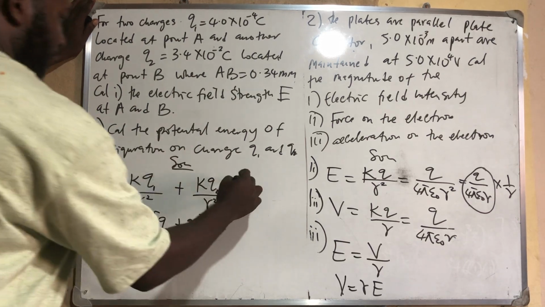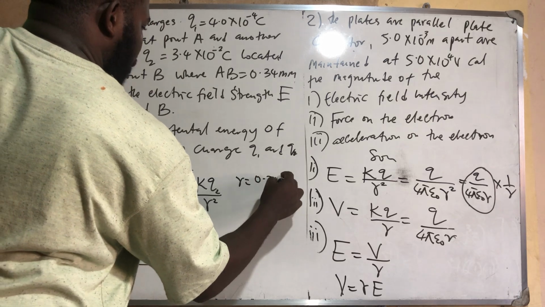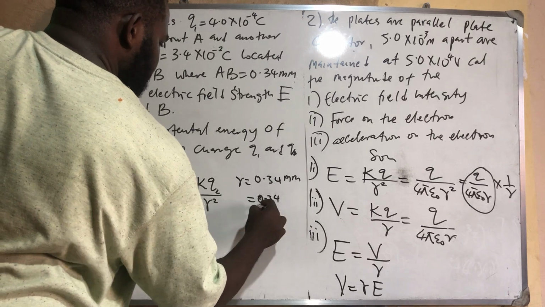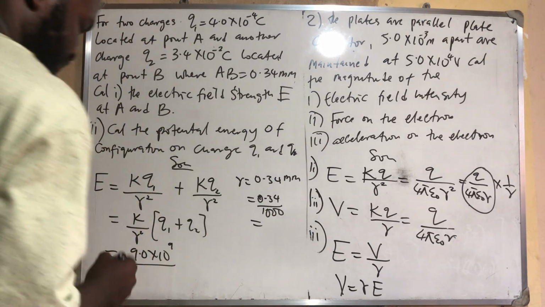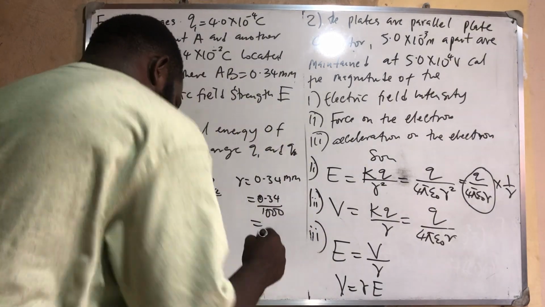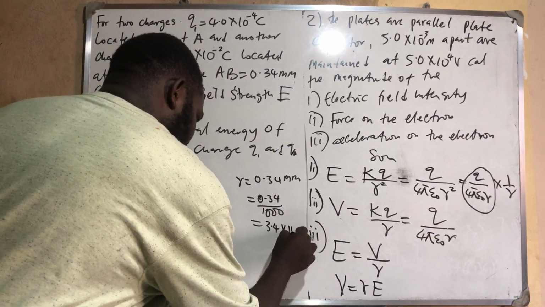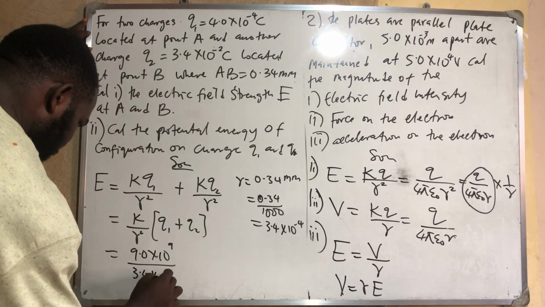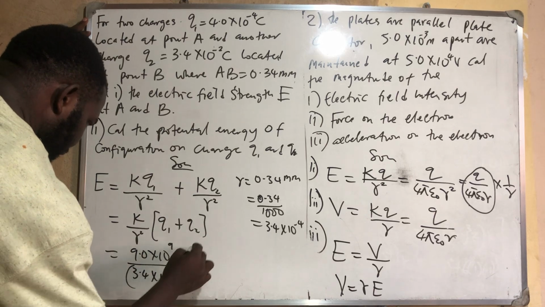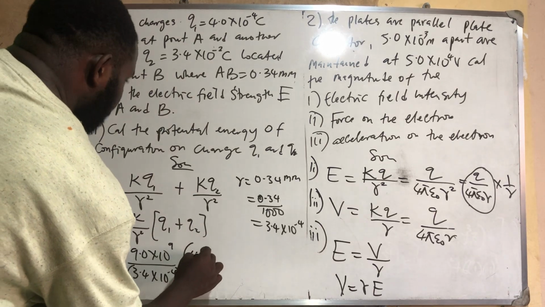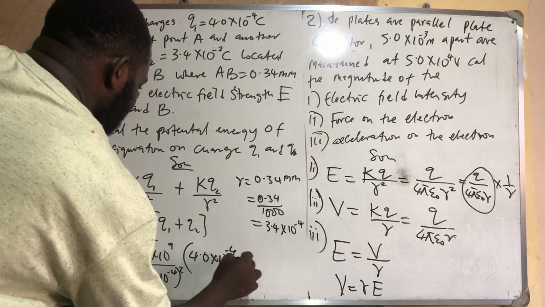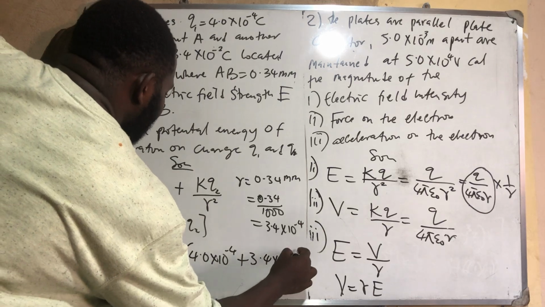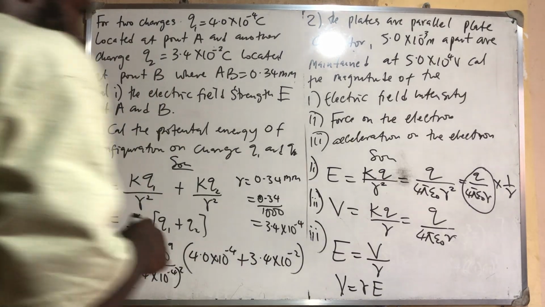My R is equal to 0.34 millimeter. So if you change it, it's going to be 0.34 divided by 1000. So you're going to have 3.4 times 10 raised to power minus 4. All right. So you have 3.4 times 10 raised to power minus 4 all squared, then times my Q1, which is 4.0 times 10 raised to power minus 4, plus 3.4 times 10 raised to power minus 2.